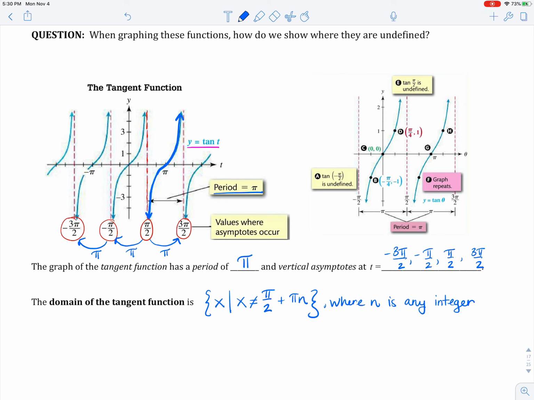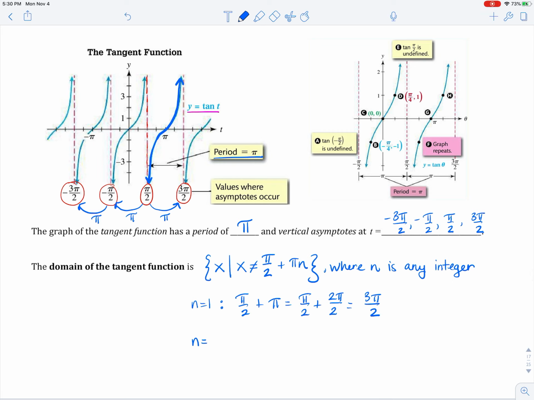So for example, if n is equal to 1, that'll tell us where we have another vertical asymptote. So pi over 2 plus pi times 1 is just pi over 2 plus pi. And then finding a common denominator, we have pi over 2 plus 2 pi over 2, which is 3 pi over 2. So that gives us this vertical asymptote here.